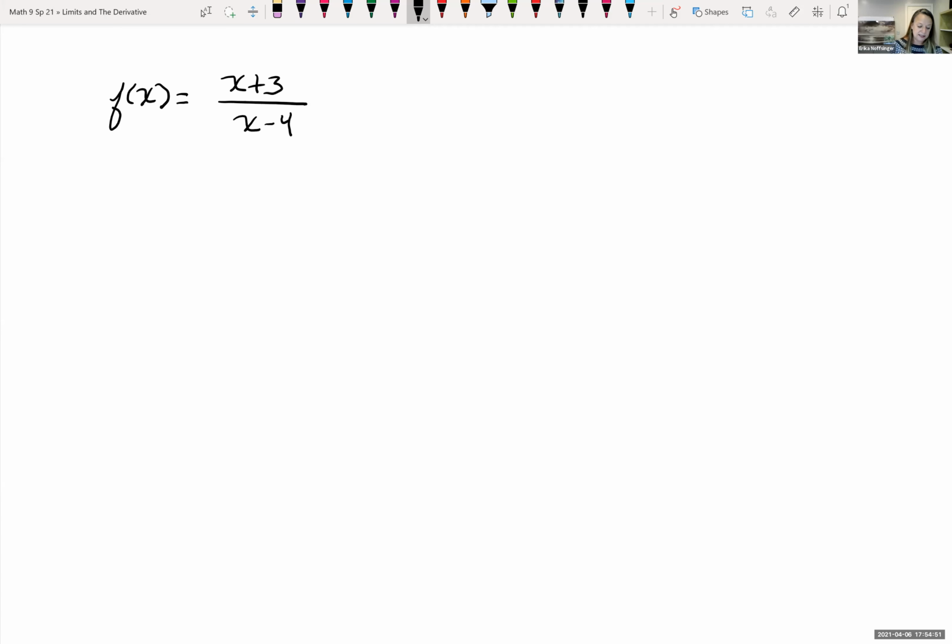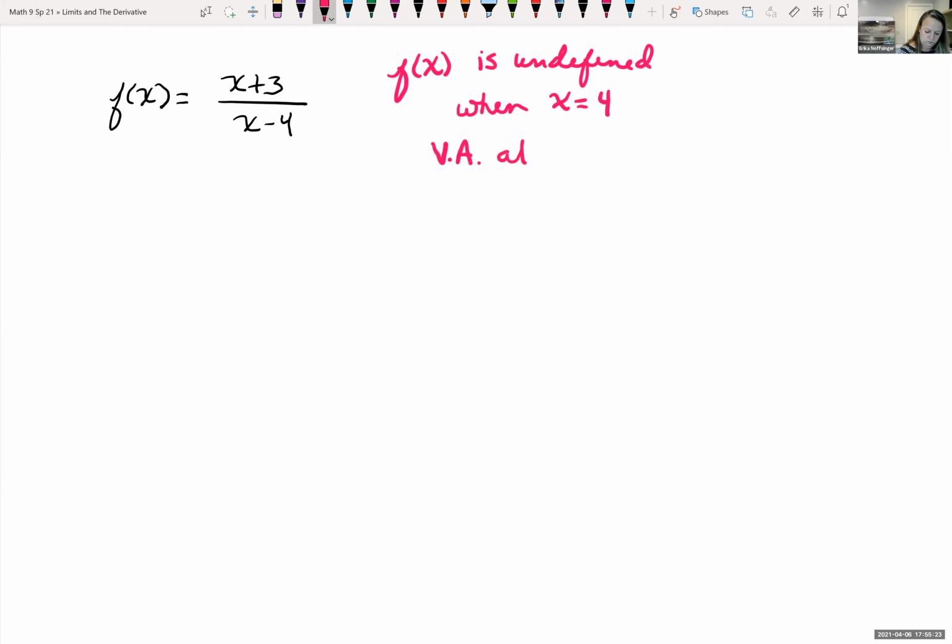So notice that this is undefined when x is equal to 4. There's a value which sets our denominator equal to 0, so it's undefined there. It's not in our domain. Recall, values which set our denominator equal to 0, but not also our numerator, give a vertical asymptote.